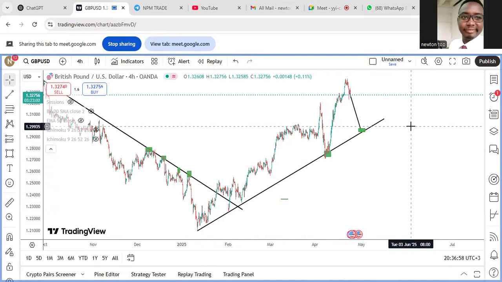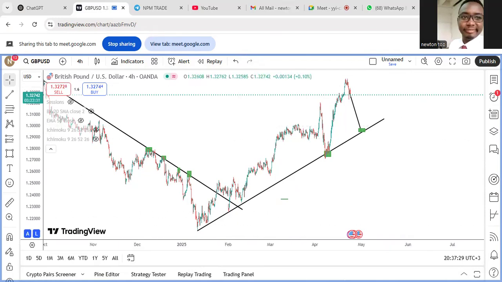For me, if I get a nice entry on Ichimoku, I usually enter. Mostly, if the trend line confirms the entry and then I get a confirmation on Ichimoku, that is two confirmations, so I usually enter that trade. You can do whatever you want. If you see Ichimoku is very hard for you, you can focus on trend line. Trend line is also very good.